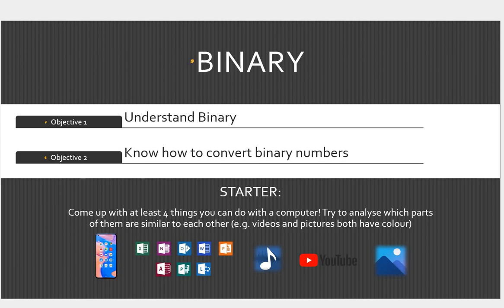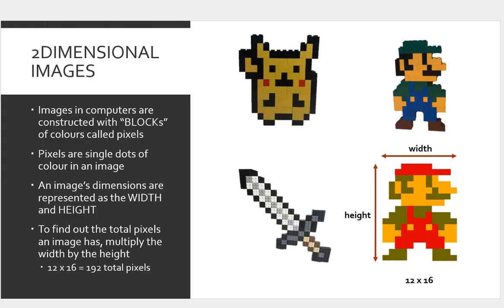Now before we get too deep into this, let's just have a look at what images actually are in computing and the kind of attributes they have. So in computing, we've got two-dimensional images, and these images are made up of something called a pixel. Now a pixel is simply a single dot of color on your screen or in an image. Now images have certain attributes which go along with the image, and the most basic of those attributes is the width and the height of the image.